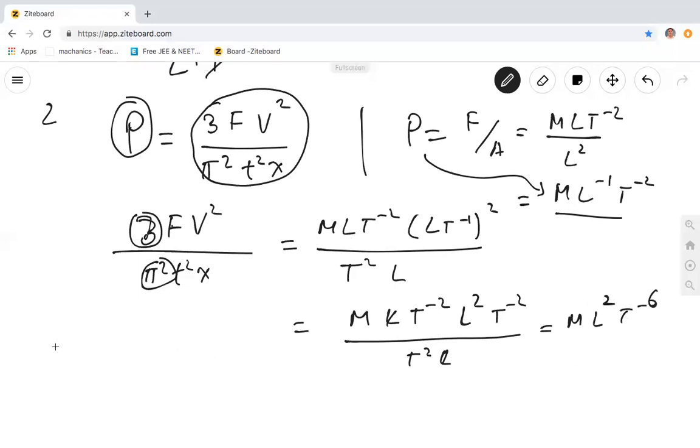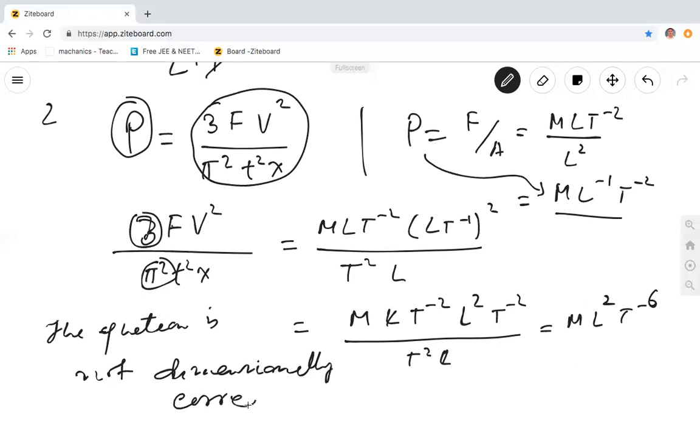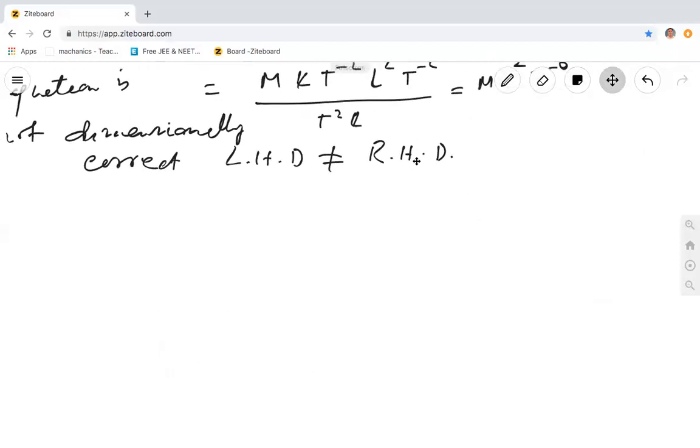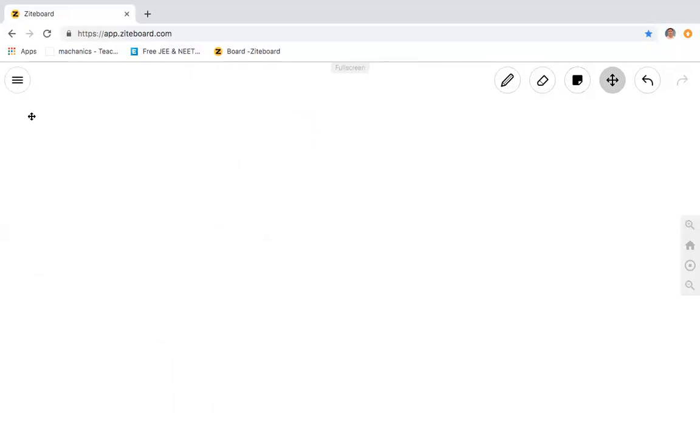So not dimensionally correct. The equation is not dimensionally correct, because the left hand side dimensions are not equal to the right hand side dimensions. That's all.